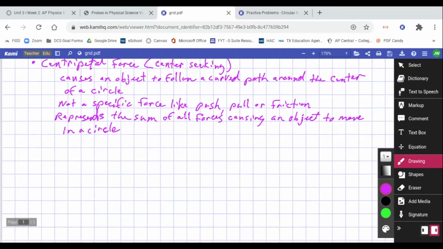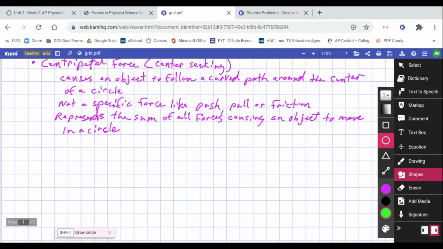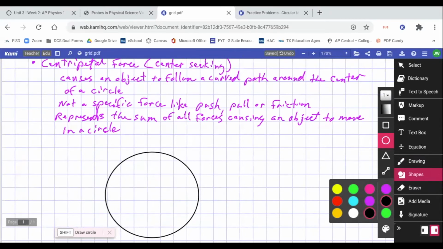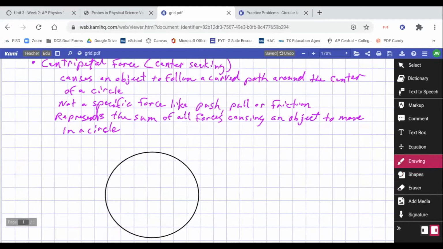So let's draw a circle. I've got shapes over here, and I can draw a circle. Let's make a black circle. Okay, so we've got a circle, and our object is going to go around that circle. Let's say the object is moving clockwise. So the object is going around the circle in a clockwise direction.